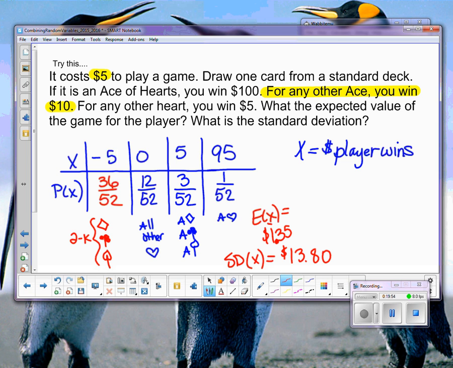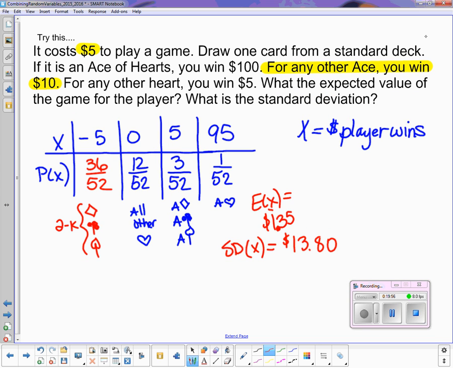What is standard deviation a measure of, by the way? How far away from the mean, right? It's a measure of spread. Remember we talked about this back in the very beginning of the year? Do I expect the spread to be really high like that? Why? Because only one player out of 52 people has a chance of 1 out of 52 to get that $95, where most people are going to lose their shorts, right? Or at least $5. So I expected there to be a big spread, absolutely.